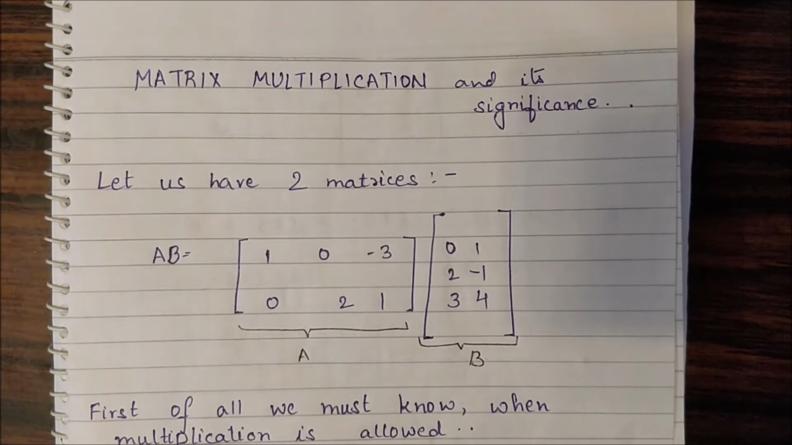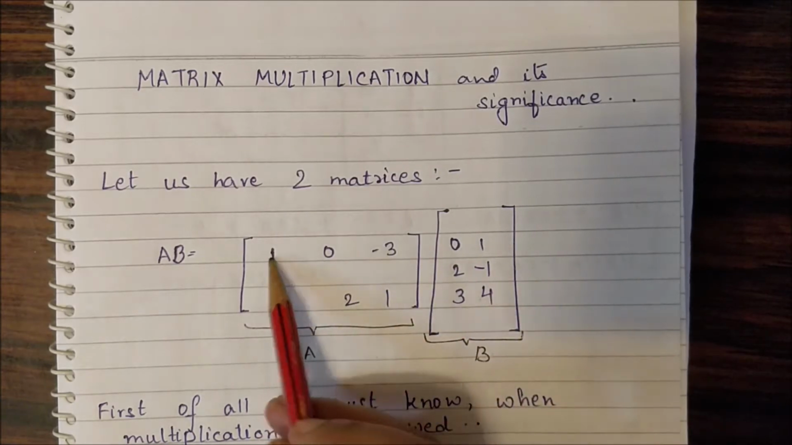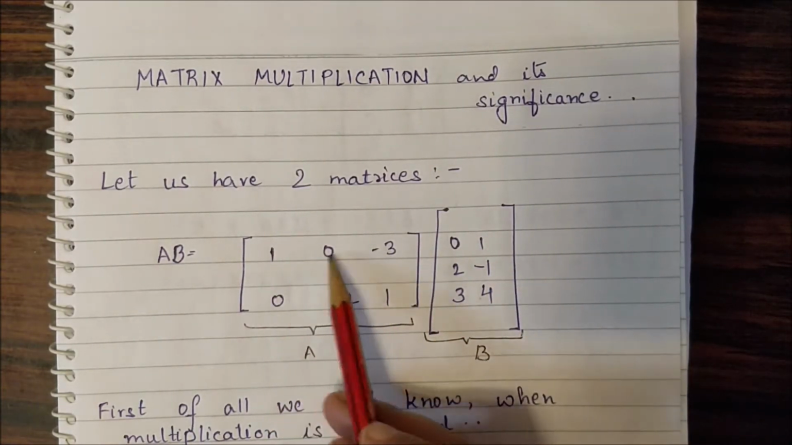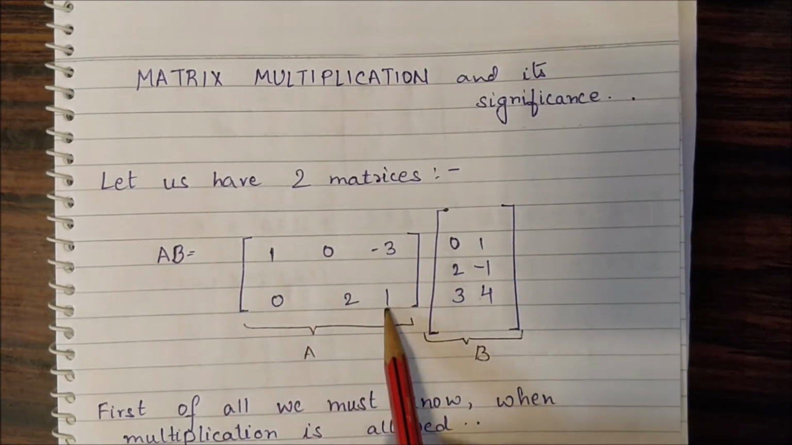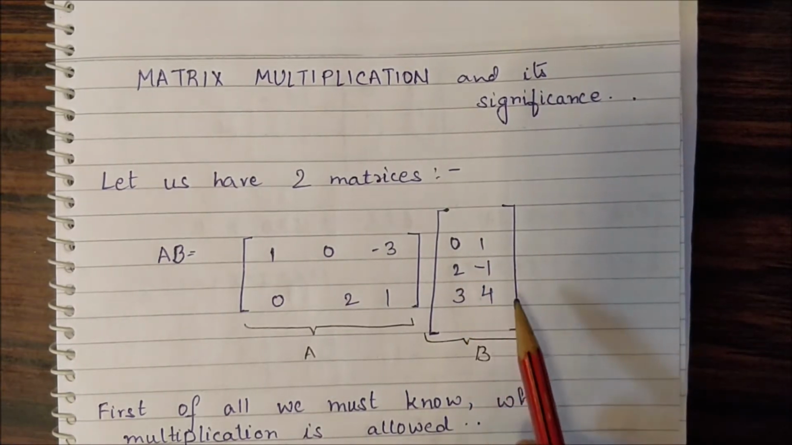Let's have two matrices. This is matrix A and this is matrix B. These are the values of matrix A: 1, 0, minus 3, 0, 2, 1. And the second one is B, that is 0, 1, 2, minus 1, 3, 4.